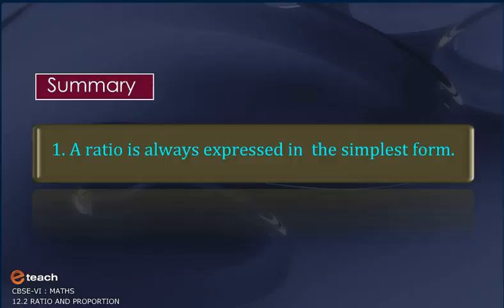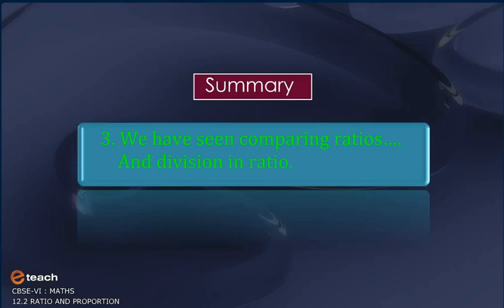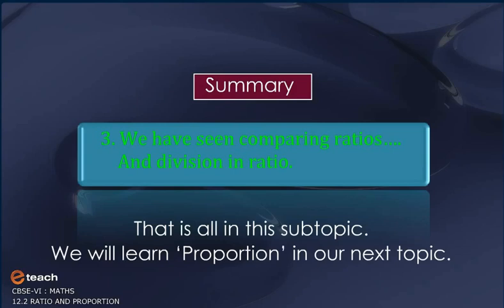Summary. A ratio is always expressed in the simplest form. A ratio is unchanged if the two numbers of the ratio are multiplied or divided by the same number. We have seen comparing ratios and division in ratio. So that is all in this subtopic. We will learn proportion in our next topic. Till then, keep learning.